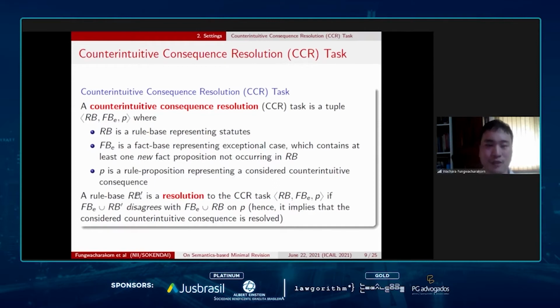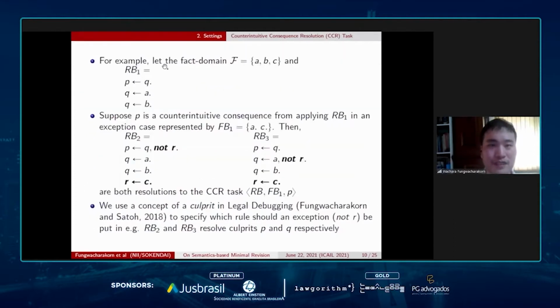And we call some rule base RB prime a resolution to the CCR task if FBE union RB prime disagrees with FBE union RB on P. This implies the counterintuitive consequence P is resolved. So let's start with an example.